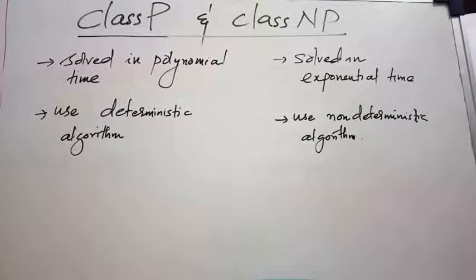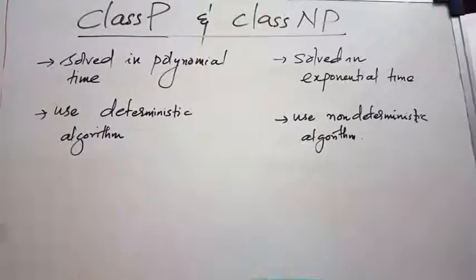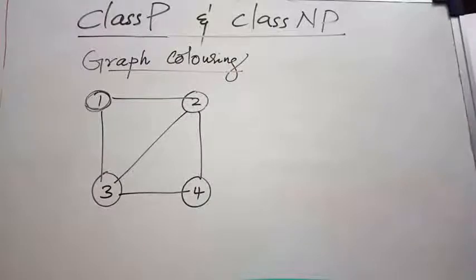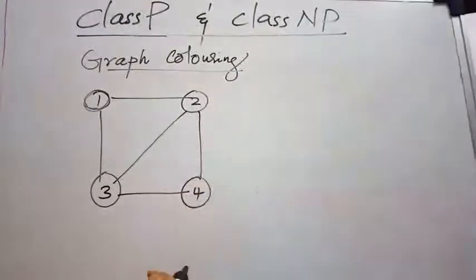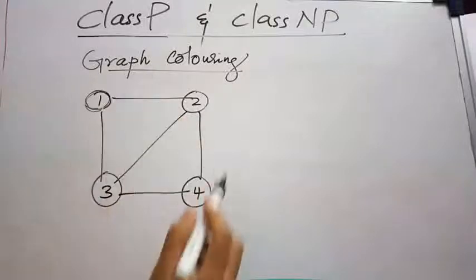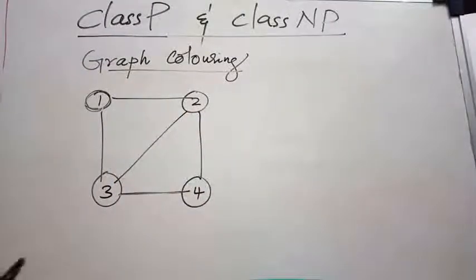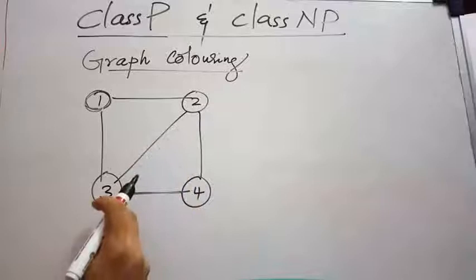Okay. So here we are more familiar with class P. So next we can look at class NP problems. To get some idea about class NP problems and what a non-deterministic algorithm is, we can look at a problem called graph coloring. A graph is given with a number of nodes, and the problem says that we have to identify the minimum number of colors to color this graph, where no two adjacent nodes have the same color.